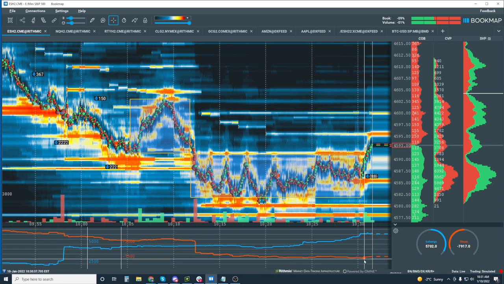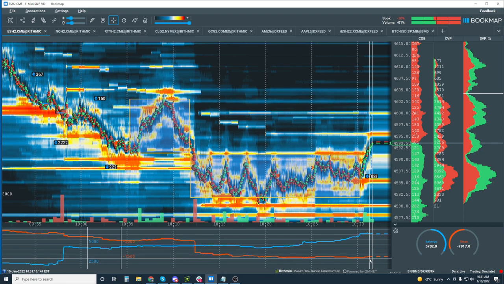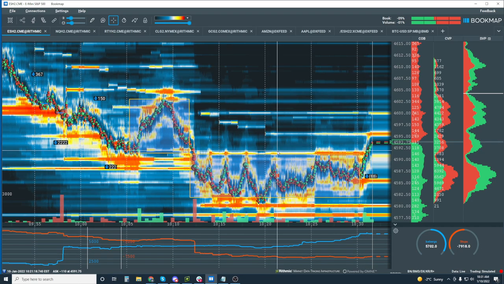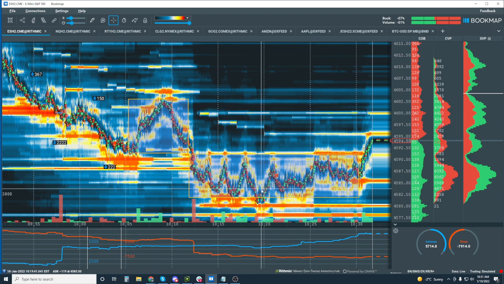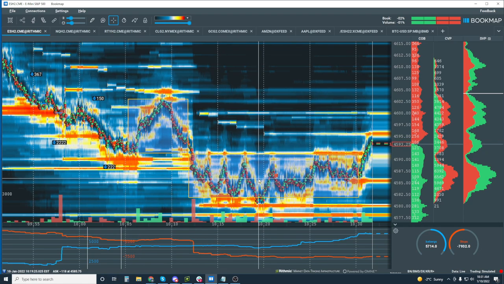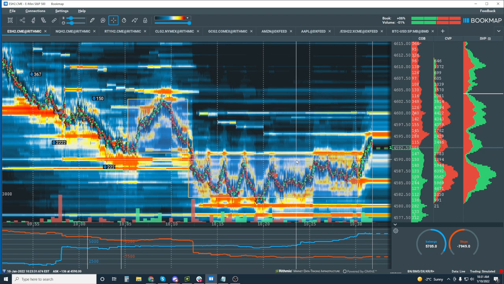I don't see stops triggered yet, but boy, we should pretty soon. And there's a lot of people that are short in this area, I think. Now, any questions about this read?